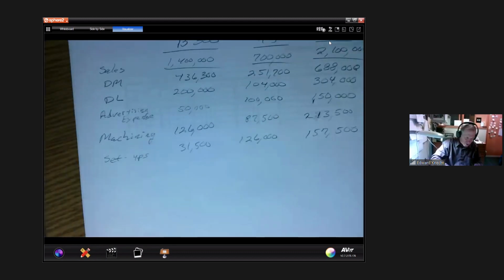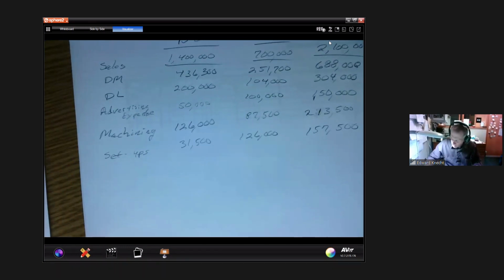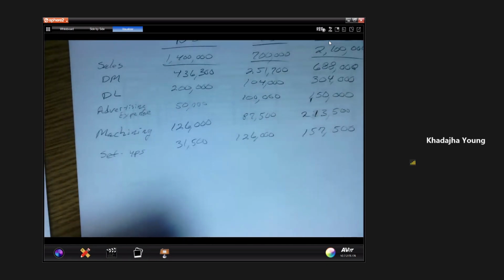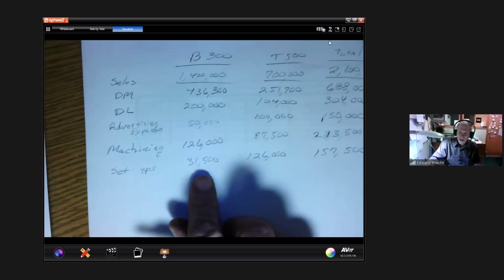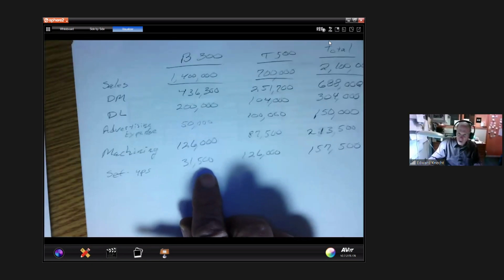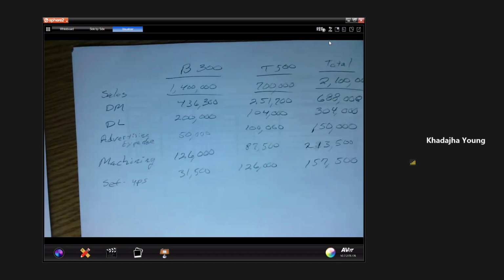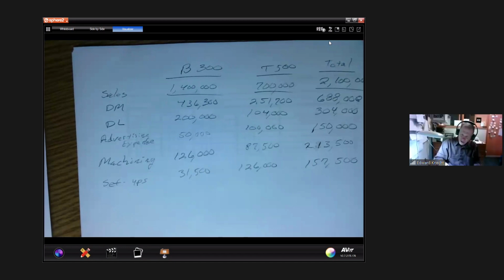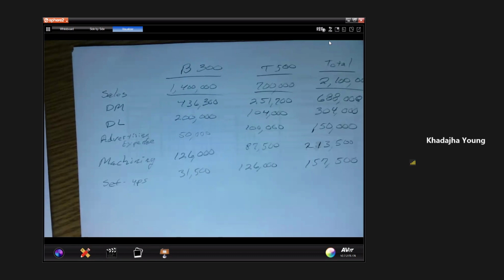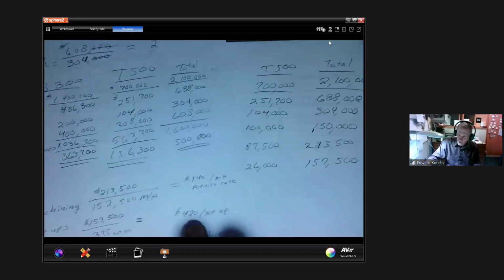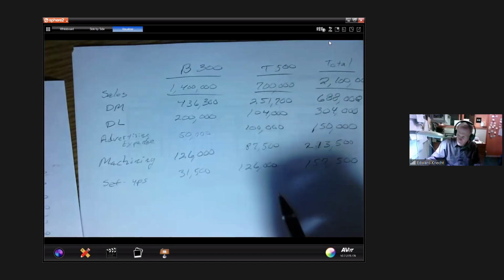So B300 had 75 setups. With your calculator, take 75 and multiply it by $420. And what do you get? 31,500. Yes, that's exactly how we got it. Now tell me how you're going to get the total cost for T500. You're going to take the $420 and multiply it by how many setups they have for T500? 300. So you multiply 300 times the $420 per setup that we calculated here. And that gives us 126,000.